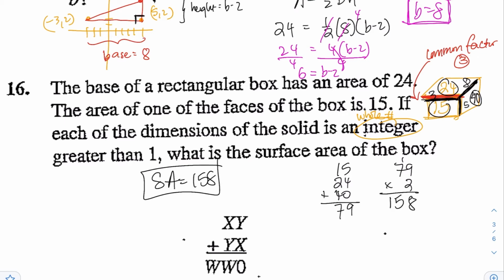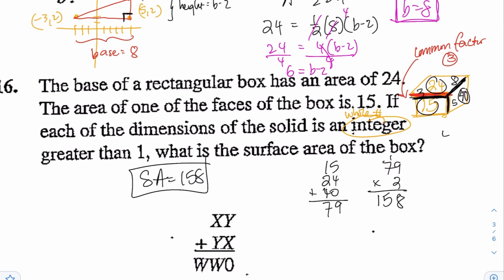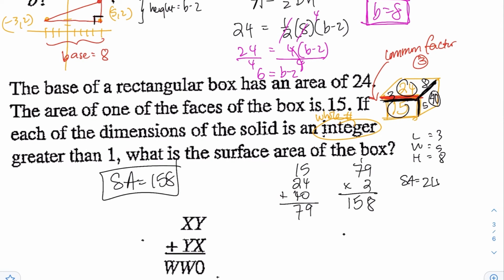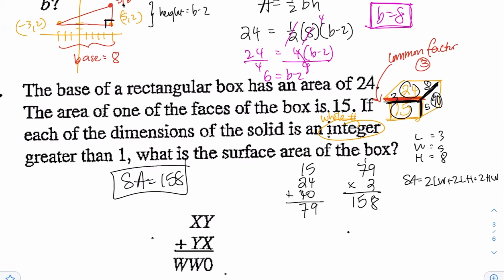You can also use the formula if you have the length, width, and height as 3, 5, 8. The surface area of a box will be 2LW plus 2LH plus 2HW. So you can also use that formula as well.